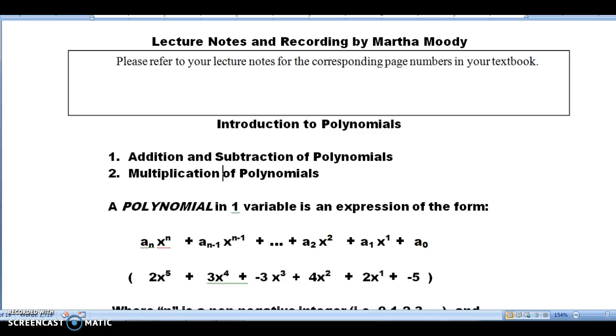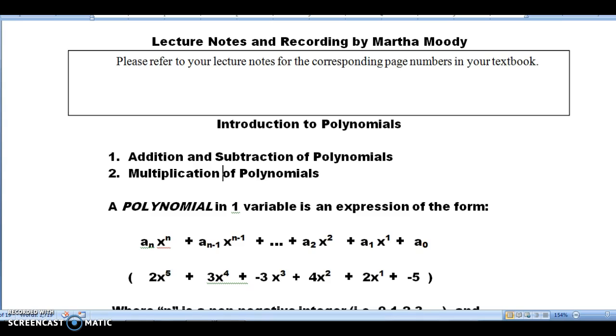We're going to talk about Week 2, Part 2, Page 1 on your lecture notes. Please refer to those lecture notes for the corresponding page numbers in your textbook. First of all, we're going to have an introduction to polynomials. We'll talk about addition and subtraction, and then we'll go ahead and talk about multiplication.